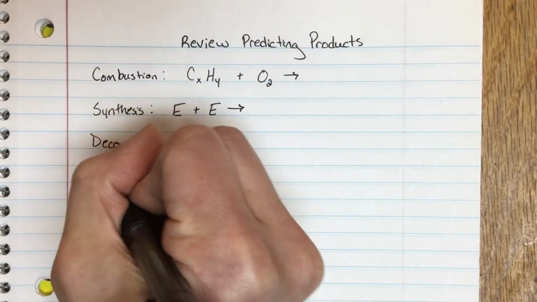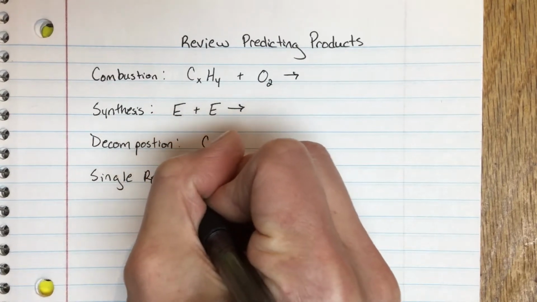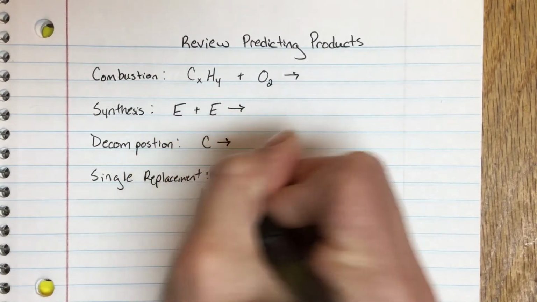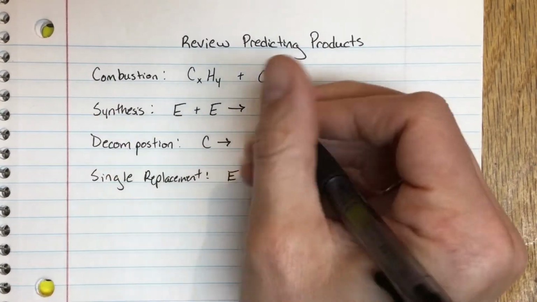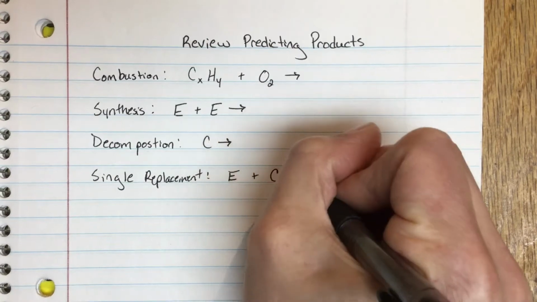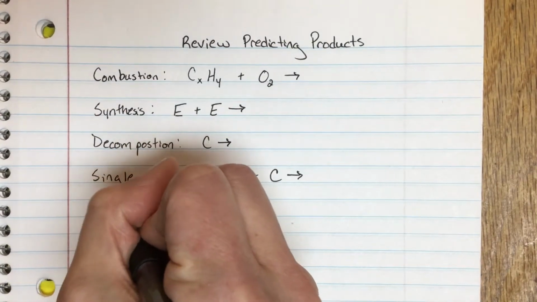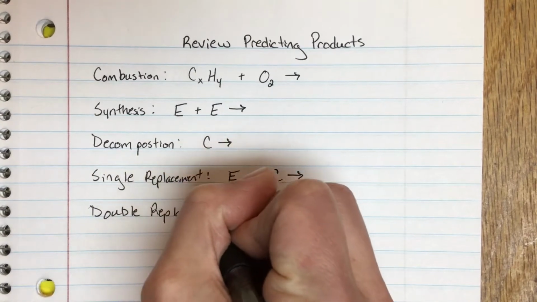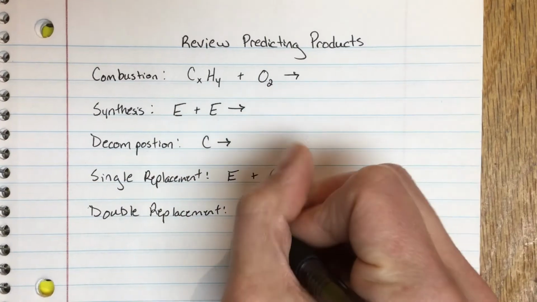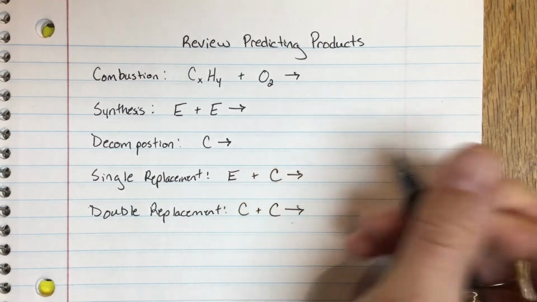Single replacement reactions are going to have a single element and a compound. And last, double replacement. Double replacement is always going to have a compound plus another compound.